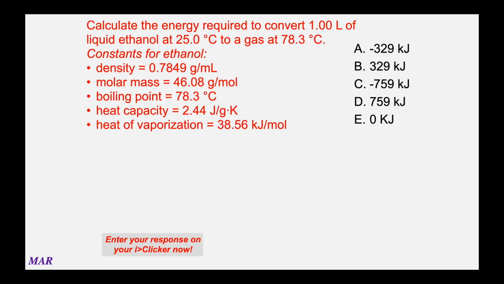Here's a question where we're taking liquid ethanol at 25 degrees Celsius and we want to turn it into a gas at 78.3 degrees Celsius. And to do this, we've got lots of different things we need. We've got the density of ethanol, we have the molar mass of ethanol, we have the boiling point of ethanol, we have the heat capacity of ethanol, and we have the heat of vaporization for ethanol. So there's a lot of pieces to this problem. Why don't you see if you can figure out which one of those answers it is?